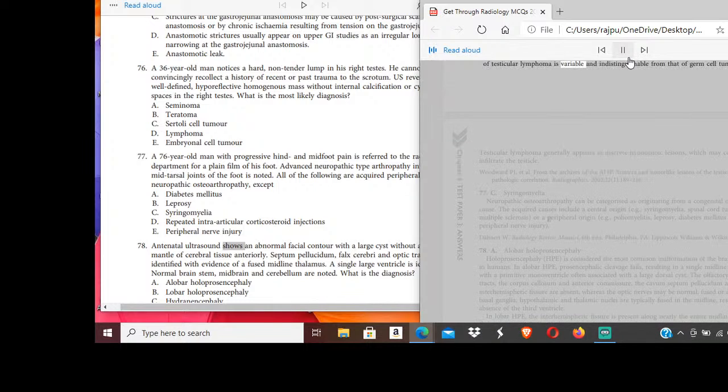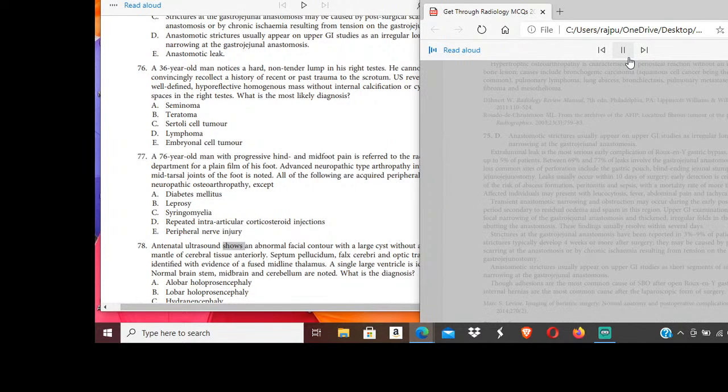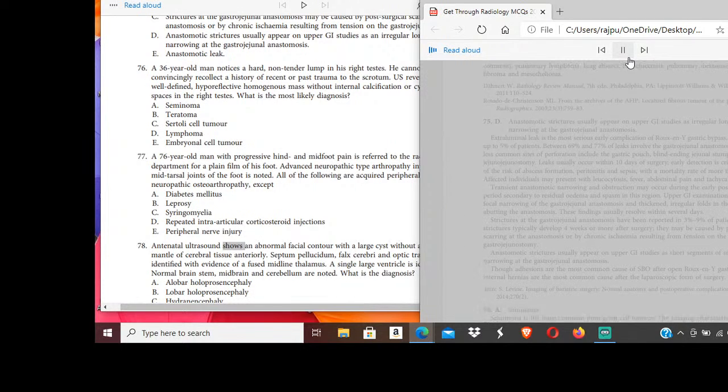of testicular lymphoma is variable and indistinguishable from that of germ cell tumors. Chapter 6. Test Paper 3, Answers. 163.